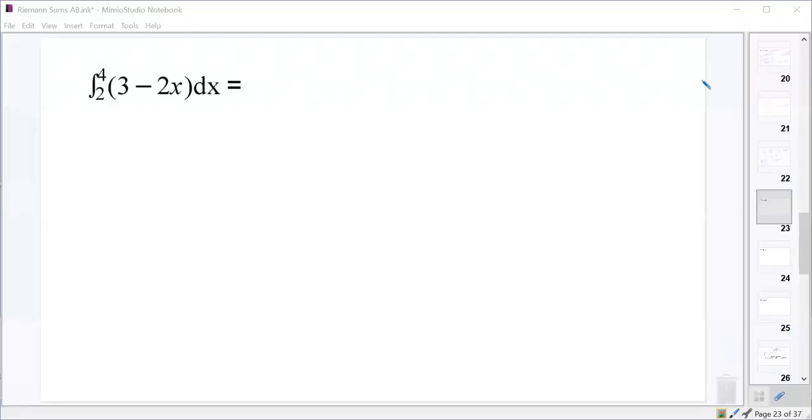So, first off, what was your delta x value? Should have been (4 minus 2) over n, or 2 over n. And your x sub k value ought to have been 2 plus 2k over n. Everybody good with that? Any issues or problems with that? No. All right, spectacular.